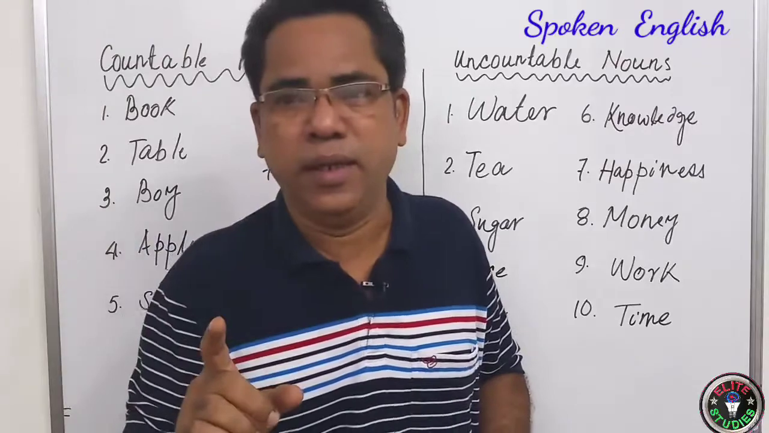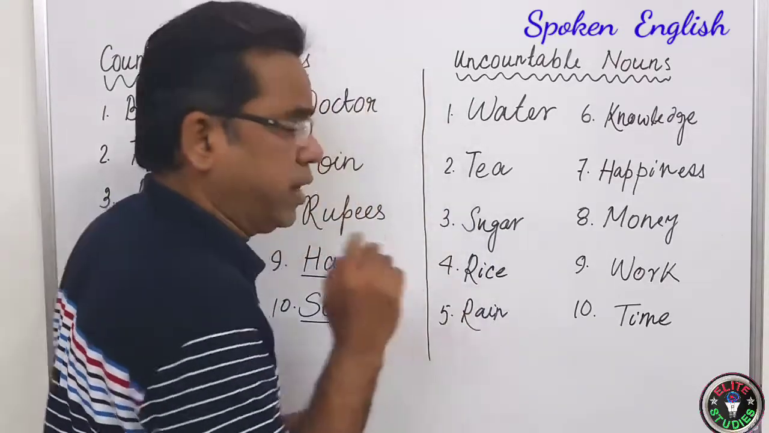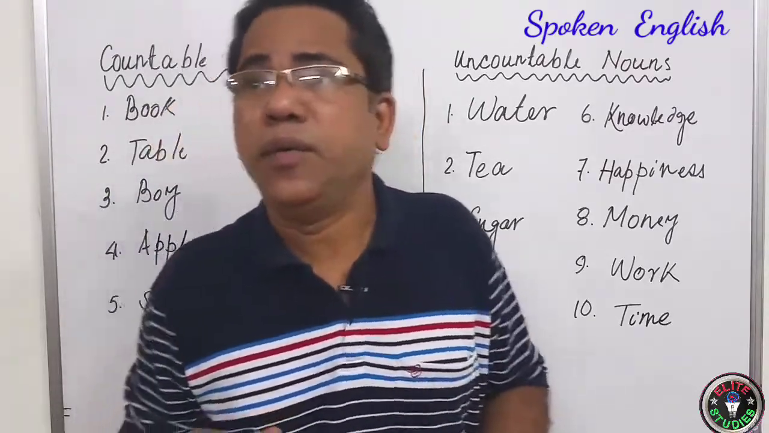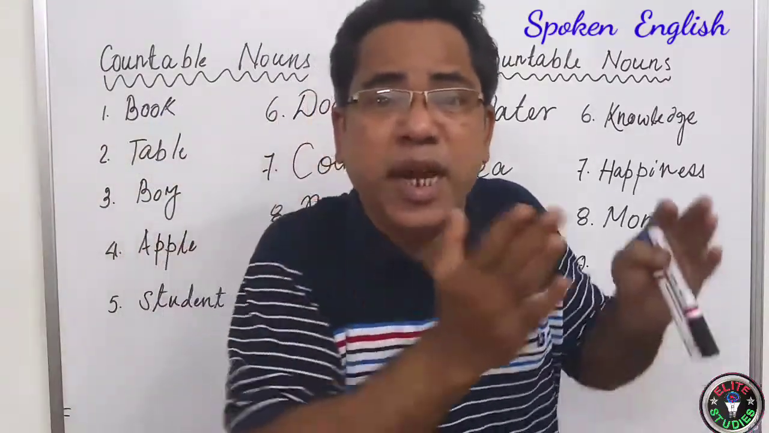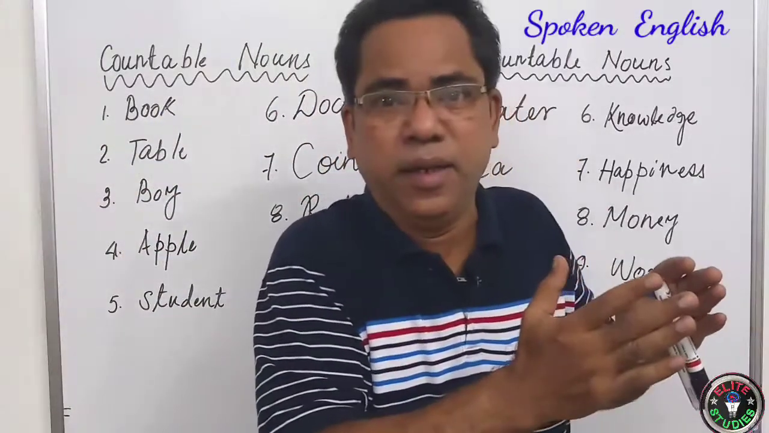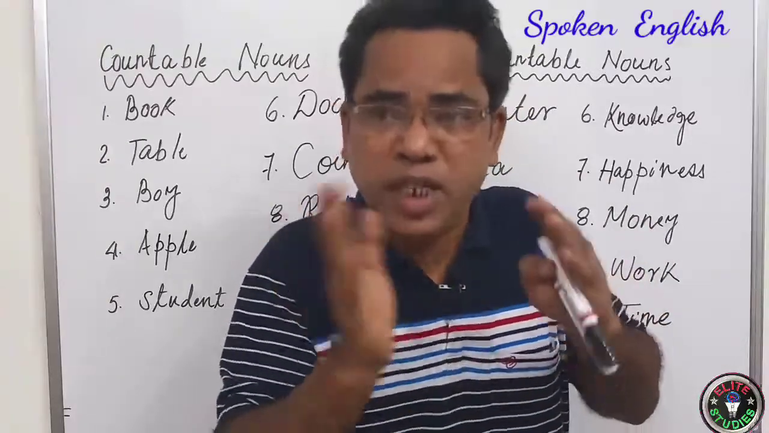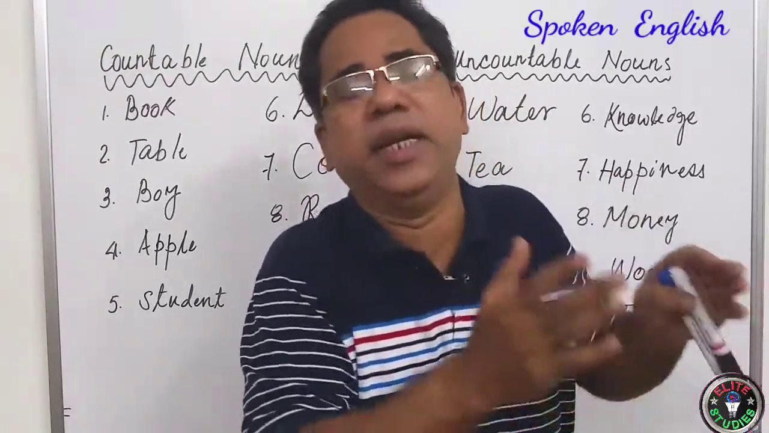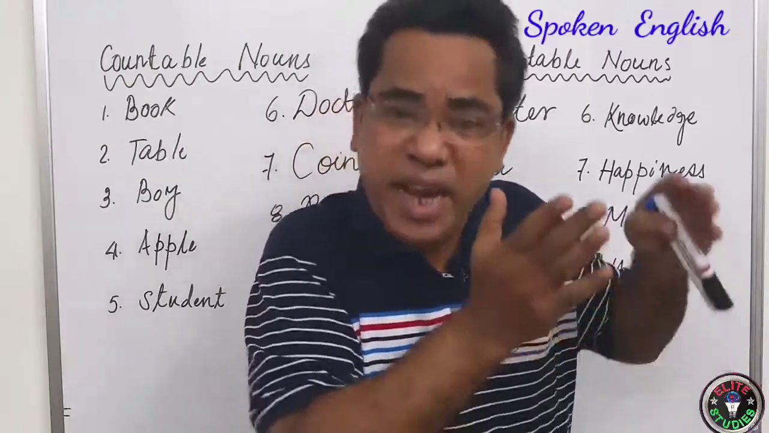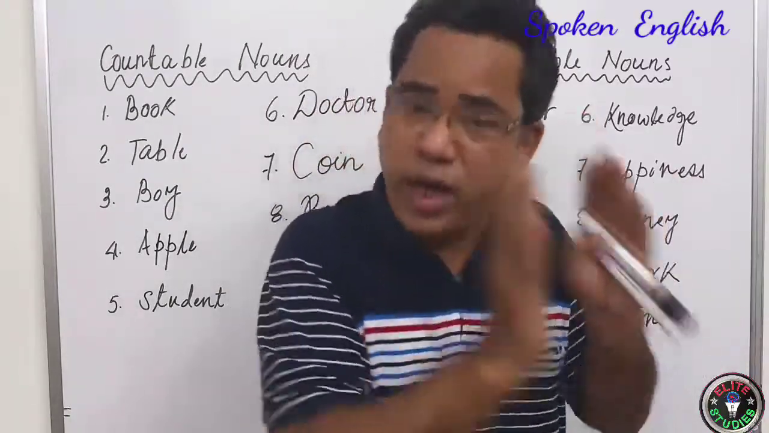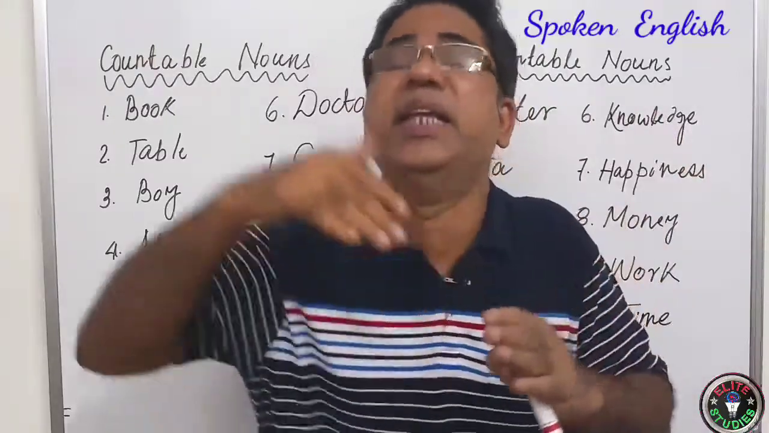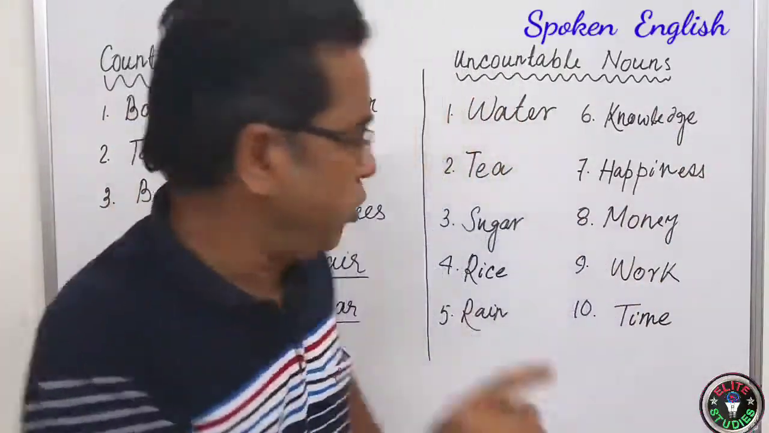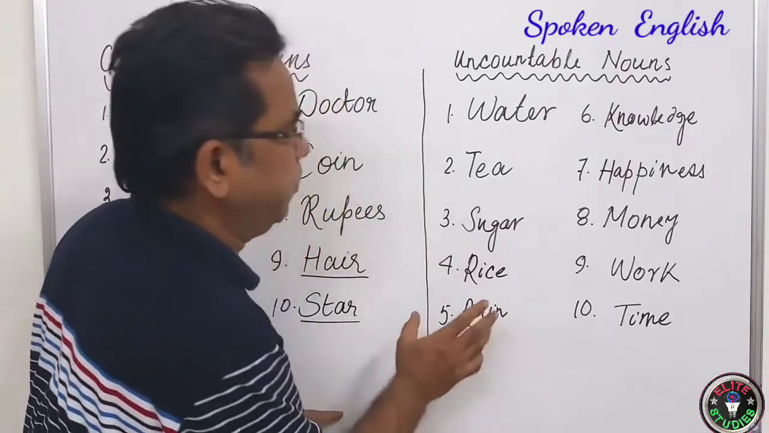So rain, yes, rain. You can say rains? There are many rains yesterday. No, there was much rain yesterday. Rains we never use. Yesterday it rains. No. Yesterday it rained, or you can say there was no rain, there was much rain, or there was less rain. But we don't say there are many rains. Rains, we never use s here.